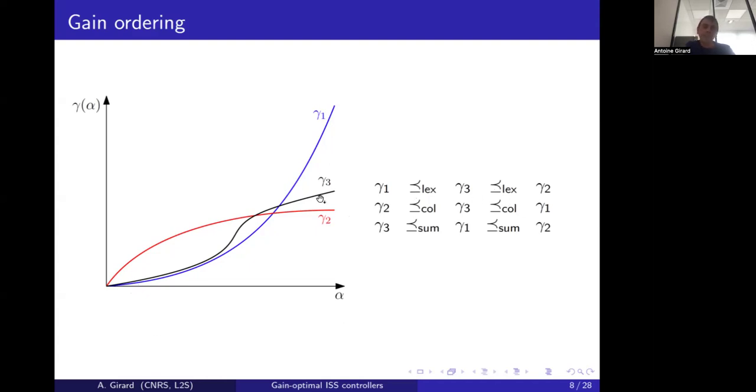If you consider the colexicographic order, then you have a different ordering, right? Because you start from here, and here you see that gamma 2 is less than gamma 3, less than gamma 1. So in that case, we get this ordering for the colexicographic order. Then if you look at the summation order, basically the summation order selects the gain where you have the smallest integral below the curve here. And in that particular example, that would be gamma 3, which has the smallest integral, then gamma 1, and then gamma 2. So that is what you get for that gain.